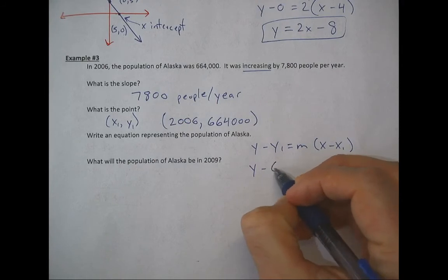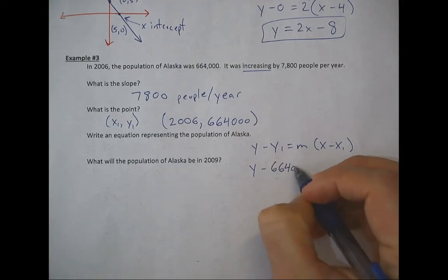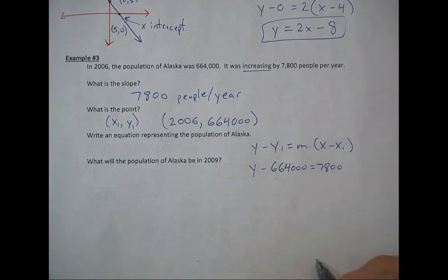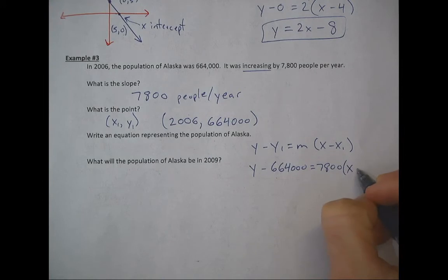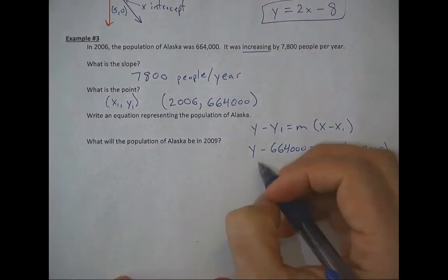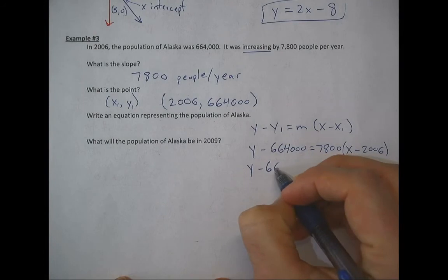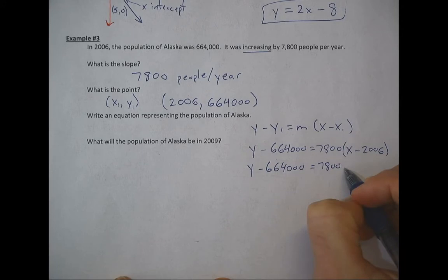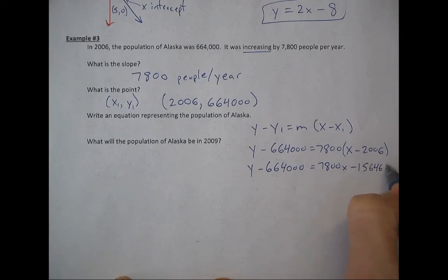We're going to plug in this x1 and y1 and our slope. So our y is that 664,000. Our slope is 7,800. And our x1 is 2006. Okay, we need to simplify this. I'm going to leave this side alone for now. I'm going to distribute. So 7,800x minus. Then you've got to multiply these two to get this big number. You would use your calculator, of course.